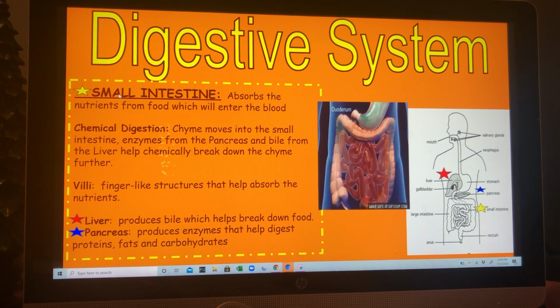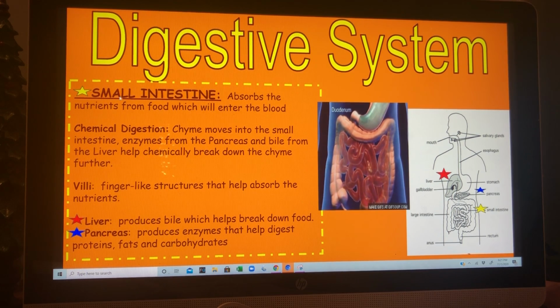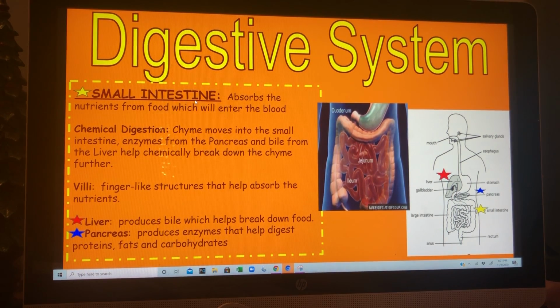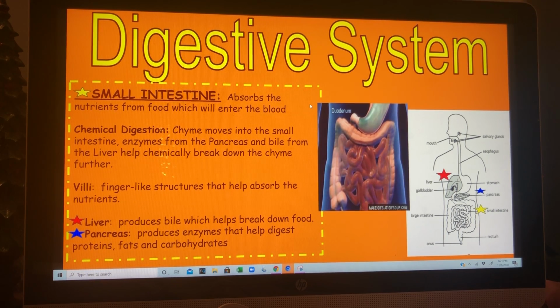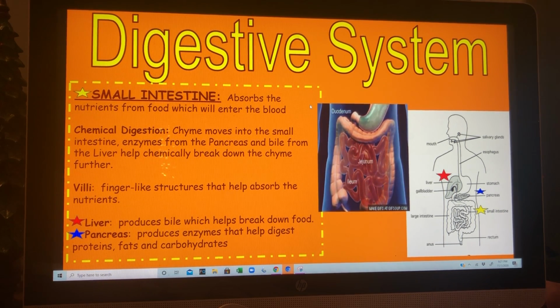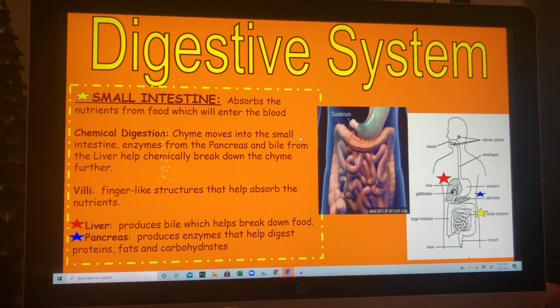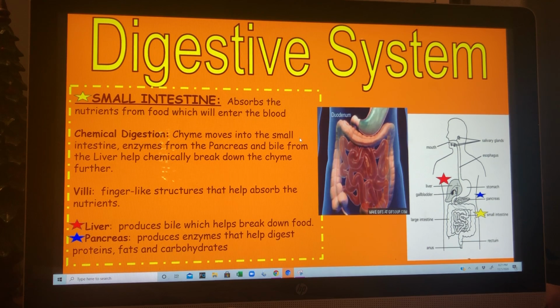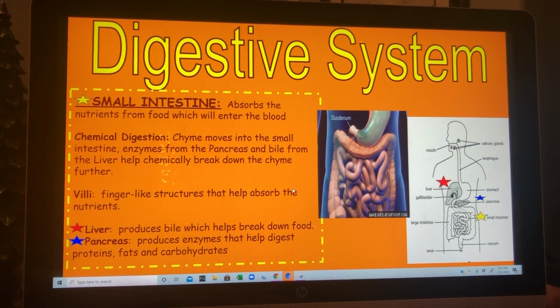Okay, past the stomach, the food, which is now known as chyme, that thick liquid of digested food, will move into the small intestine. The small intestine absorbs the nutrients from food, which will enter the blood. Chemical digestion occurs in the small intestine. Chyme moves into the small intestine. Enzymes from the pancreas and bile from the liver help chemically break down the chyme further.